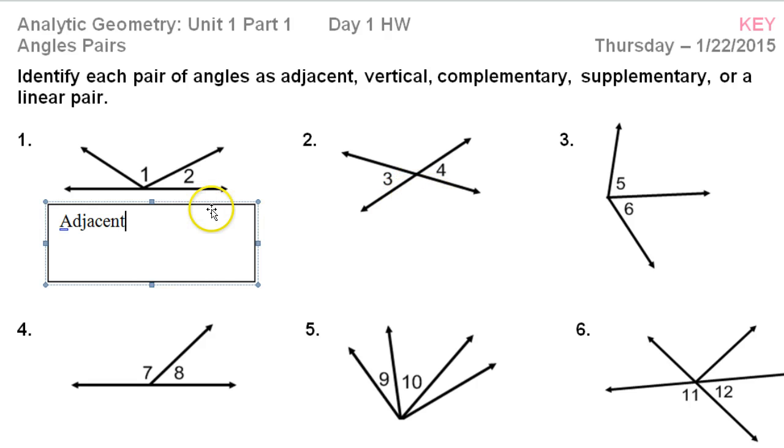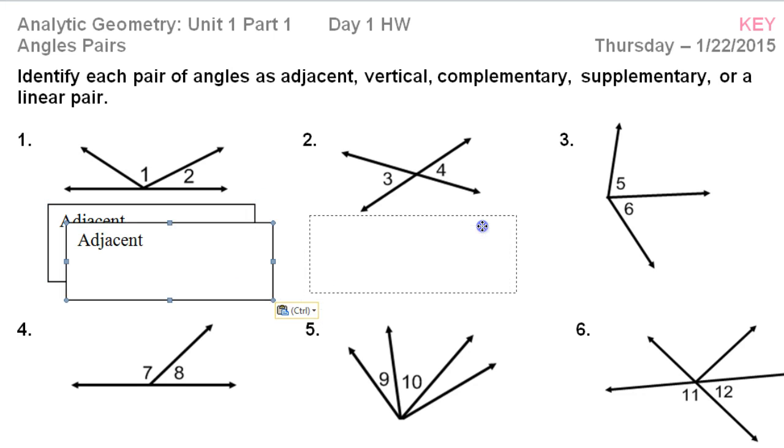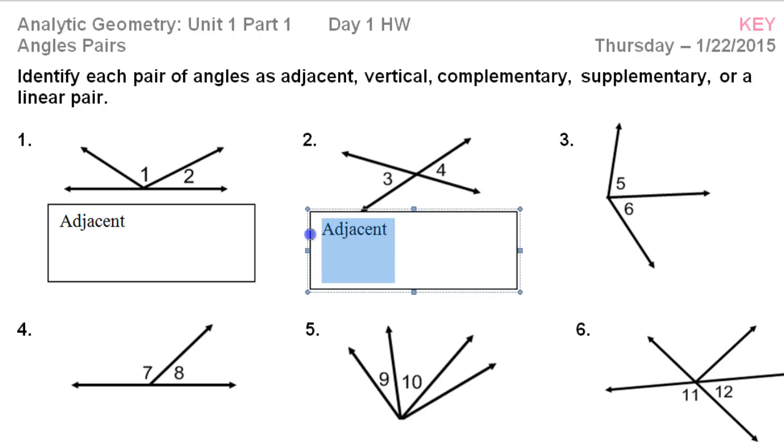Okay, what about number 2? Let me copy this text box over real quick. Angle 3 and 4 here are vertical angles. Vertical angles are those angles that are across from each other. So we don't know anything else other than that. They're definitely not adjacent. We don't know if they're complementary. We don't know that they're definitely not supplementary. They're not a linear pair. So vertical is all we got.